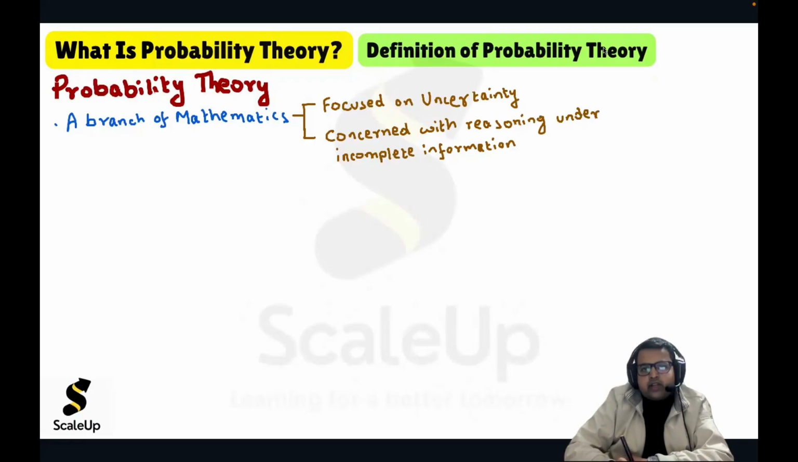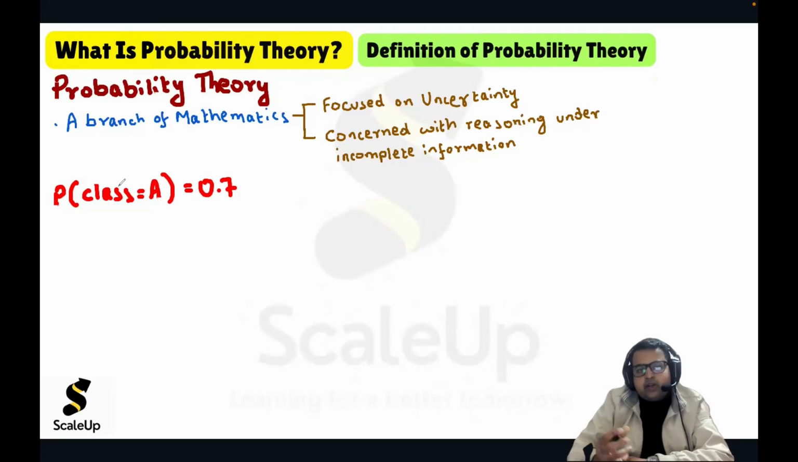Now let us look at one example. Let us suppose I have a probability of classifying the output as A to be 0.7. So the probability that the given input is A is 0.7.